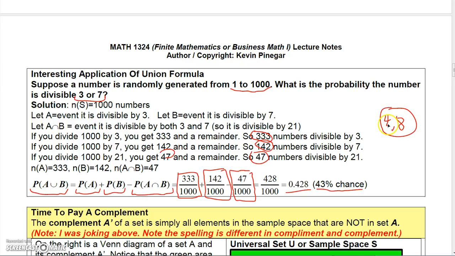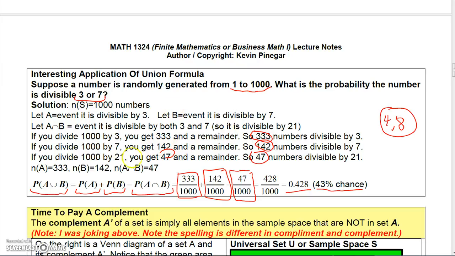Just an interesting side note, if I'd said the probability that a number is divisible by 4 or 8, then you might think, well, you just multiply those together and then find the probability divisible by 4 plus the probability divisible by 8, and then the probability of them being divisible by 32. But actually you wouldn't want 32, you would want the smallest number that 4 and 8 would go into. So for that example, it's a little bit different than the 3 and 7, because 21 is the smallest number that 3 and 7 go into.